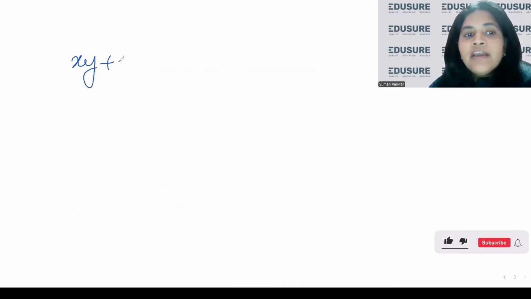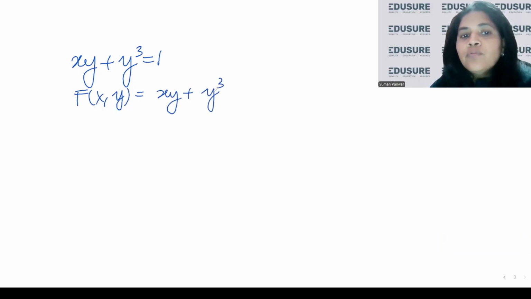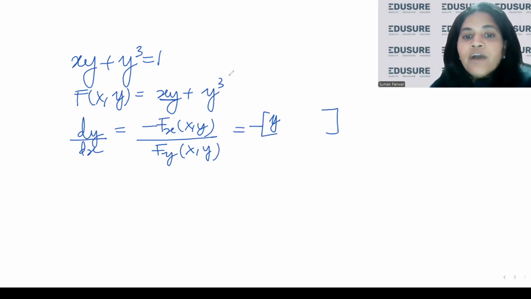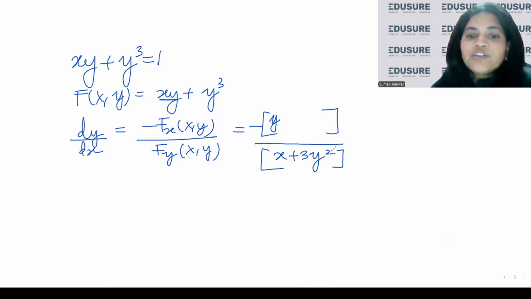So we had xy plus y cube equals 1. So your f(x,y) was xy plus y cube. Your dy/dx as per the formula should be minus f_x(x,y) divided by f_y(x,y). Now, what is the partial derivative with respect to x? When differentiating with respect to x, the derivative of xy will be y and the derivative of y cube will be 0. And what is the partial derivative with respect to y? The derivative of xy will be x and of y cube will be 3y square.